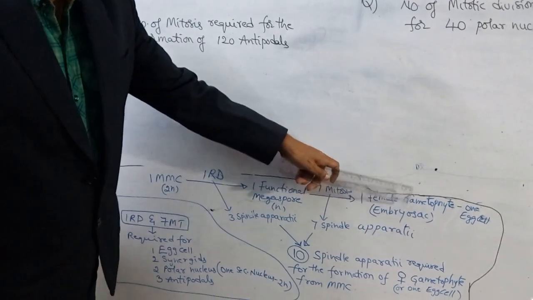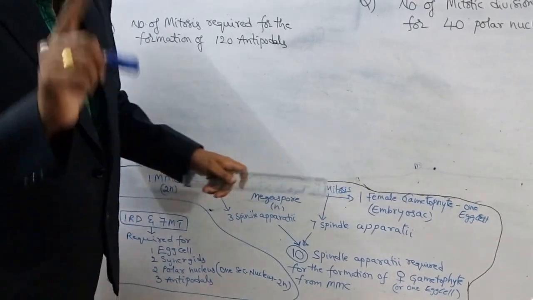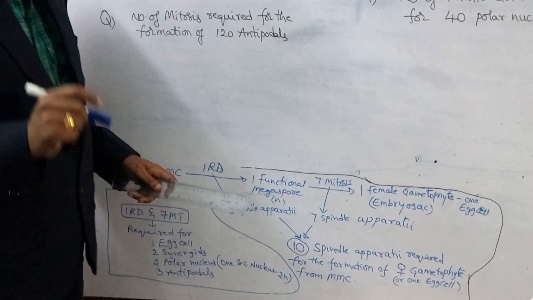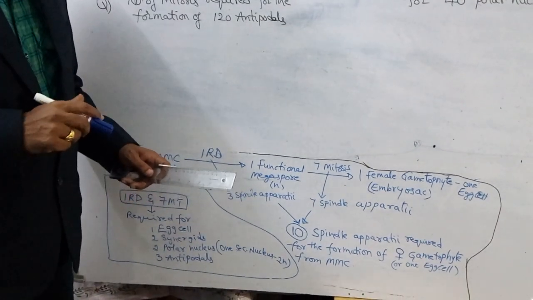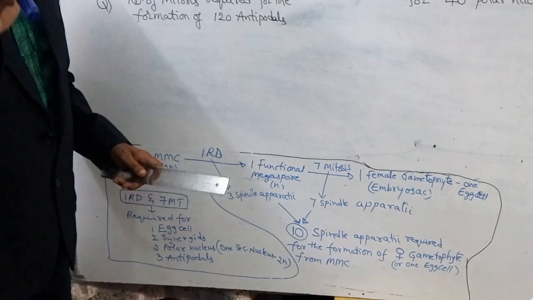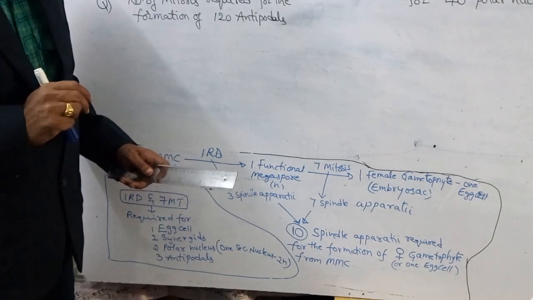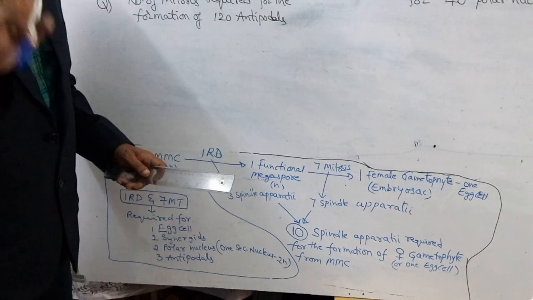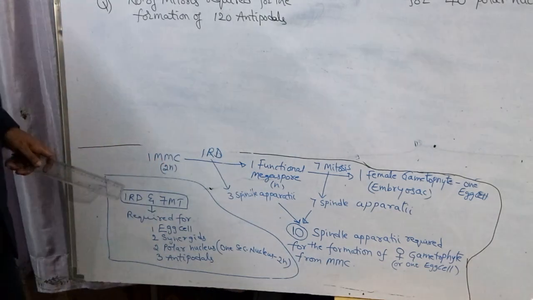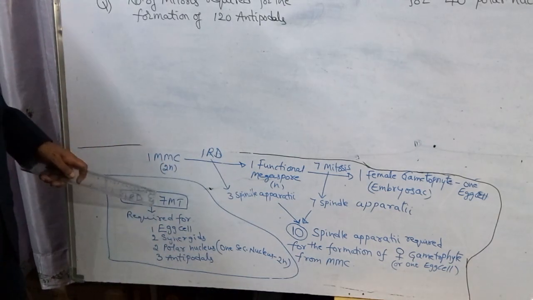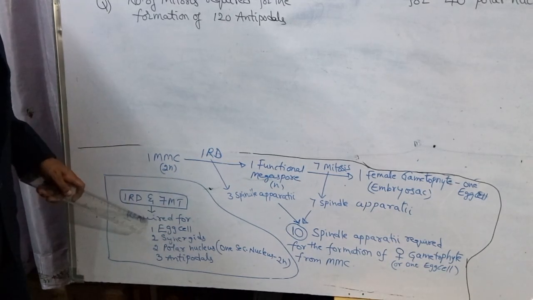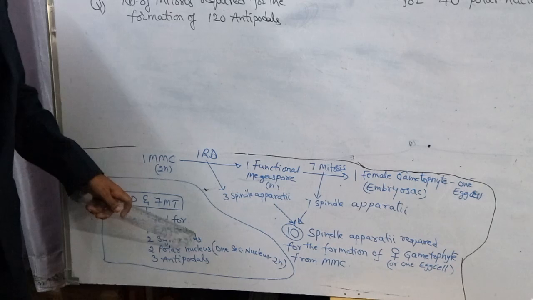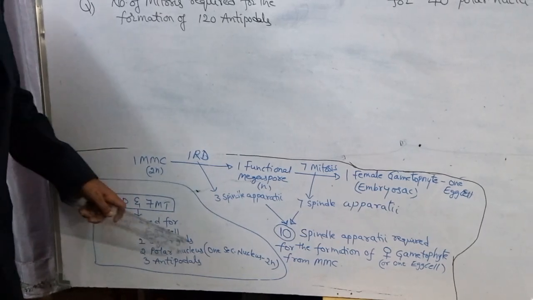This female gametophyte contains how many egg cells? 1 egg cell. How many synergids? 2 synergids. How many polar nuclei? 2 polar nuclei. How many antipodals? 3 antipodals. See, 1 reduction division and 7 mitotic divisions are required for the formation of 1 egg cell, 2 synergids, 2 polar nuclei.